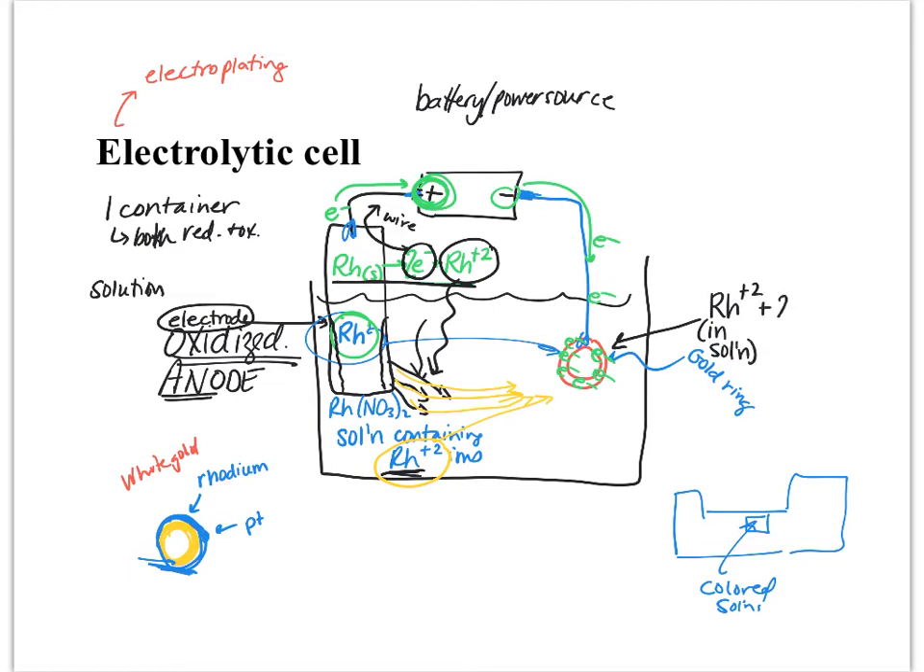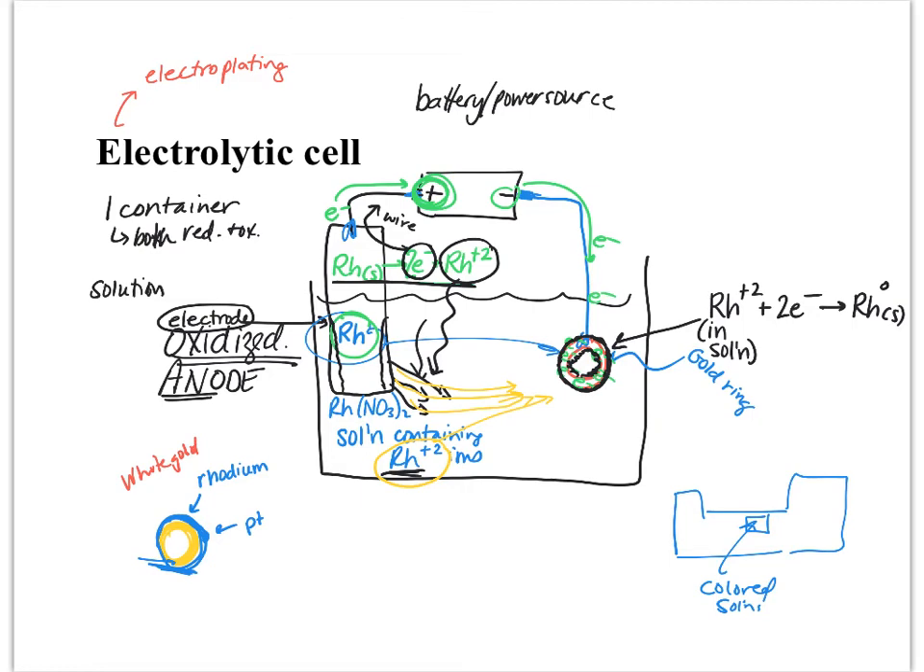They're going to join up with the electrons that traveled over from the anode. And when I have a positive 2 charged ion plus 2 electrons, I get the neutral atom overall. So those rhodium atoms are going to coat the surface of my object. So what should happen to my ring over time? It's going to get a little bit bigger, right? Because you have an accumulation of material on its surface.